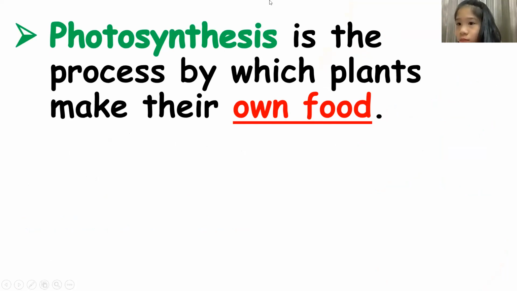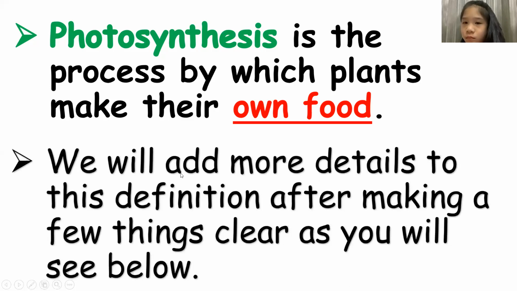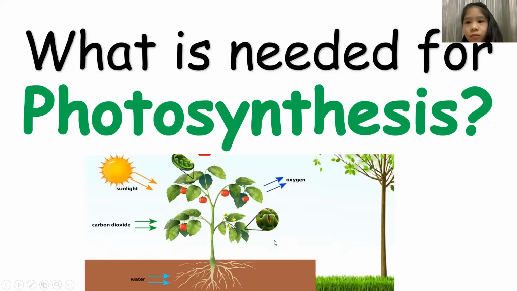Photosynthesis is the process by which plants make their own food. What is the name of that? How do you call the process by which a plant makes its own food? This is called photosynthesis. Okay. We will add more details to this definition after making a few things clear, as you will see below.